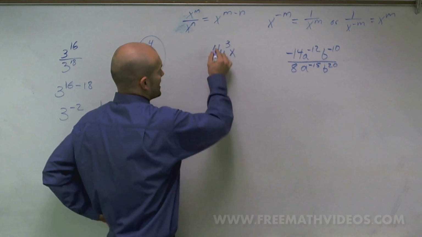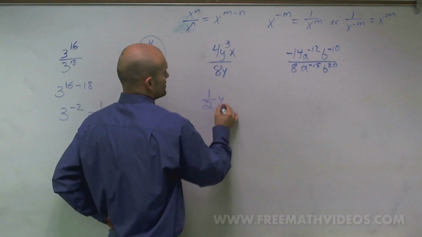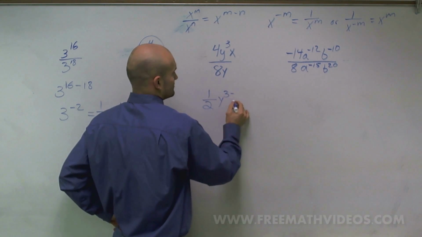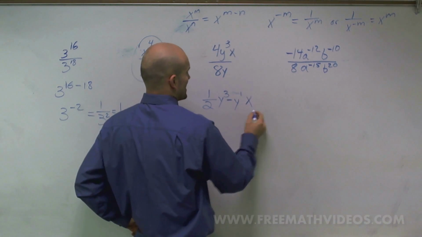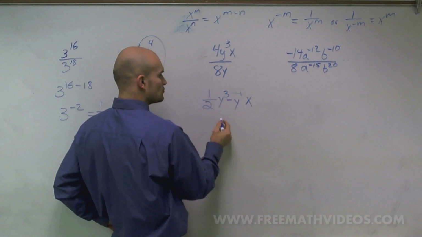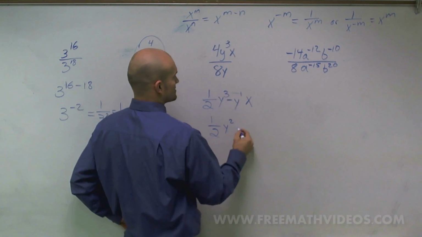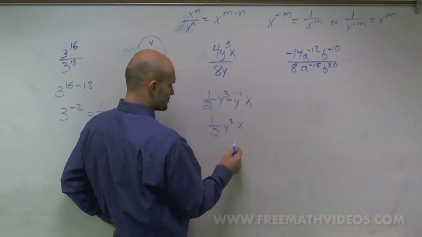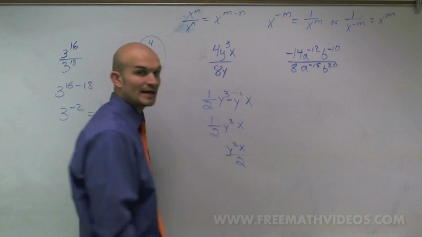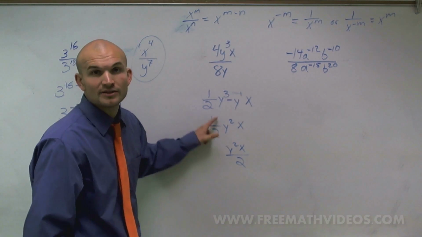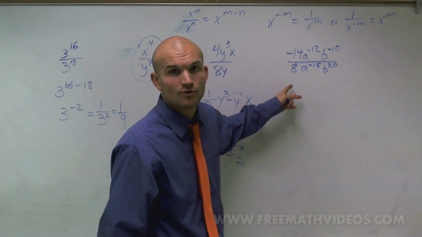This problem, I have 4 eighths, which can be rewritten as 1 half. Y to the 3rd minus y to the 1st minus x. Well, y to the 3rd minus y to the 1st is y squared times x. Therefore, I can just rewrite this as y squared times x, and 2 is my denominator, so I can remain over 2. Both of these can be written either way. All right? Last one. Here, I'm going to do this problem twice.